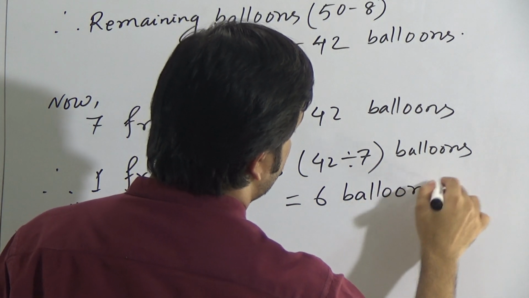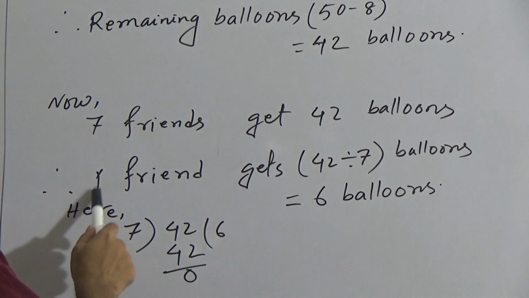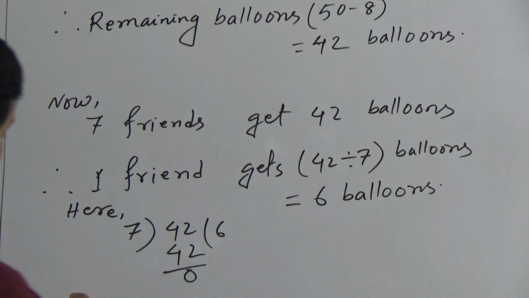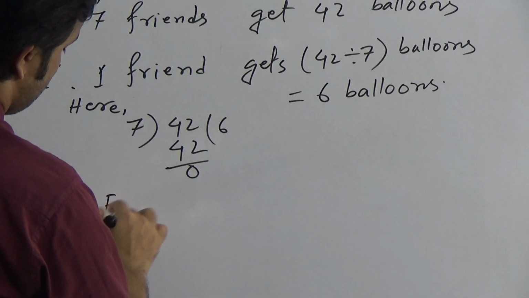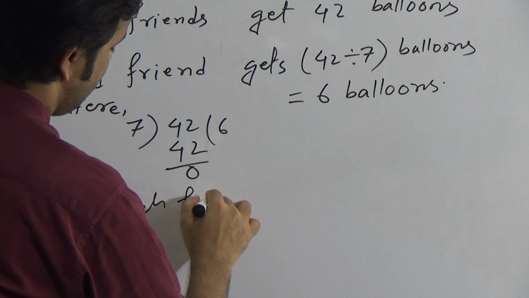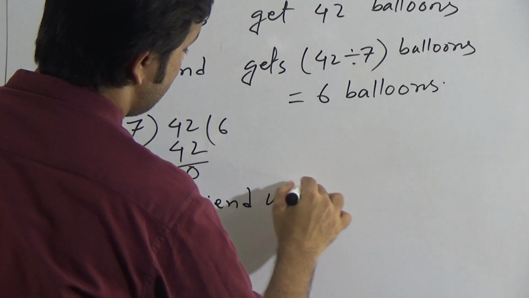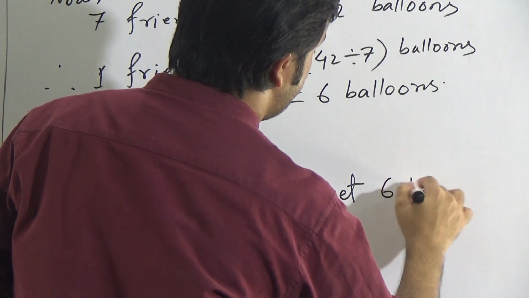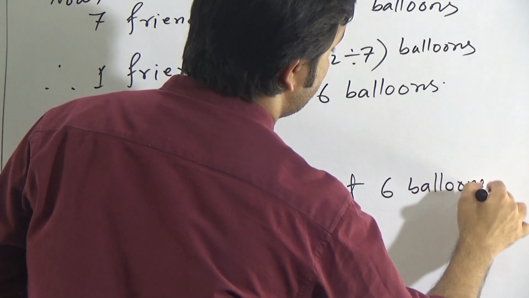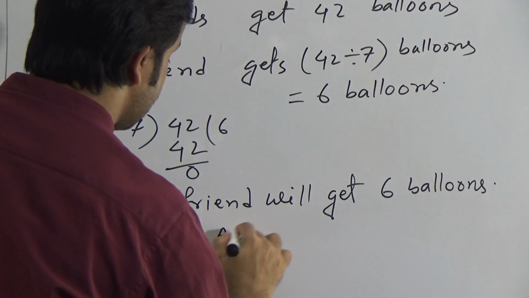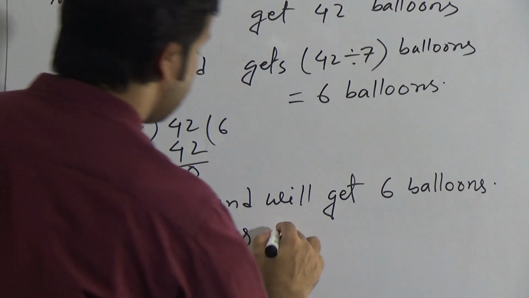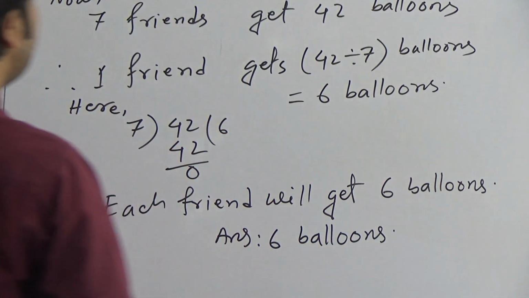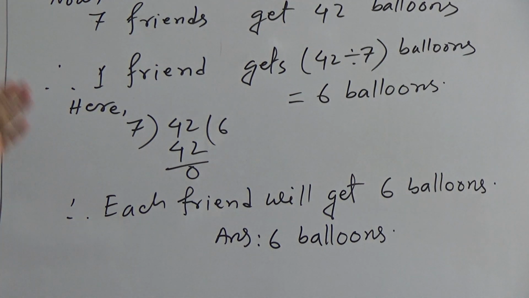6 balloons. It means that 1 friend, meaning each friend, will get, therefore, each friend will get 6 balloons. Okay, dear students, so we can write the answer of question 14 is 6 balloons. I hope you have understood question 14.